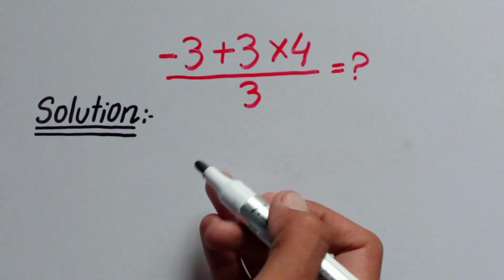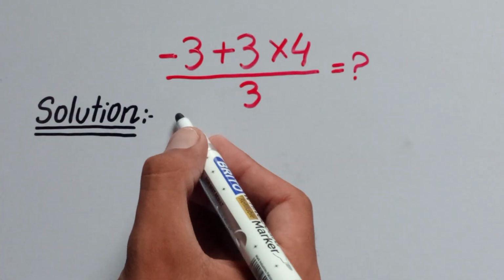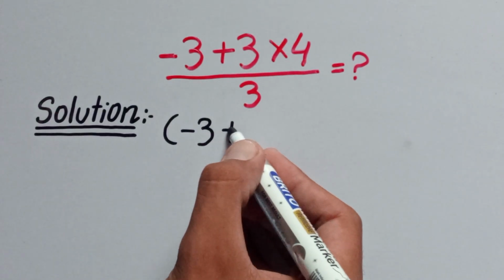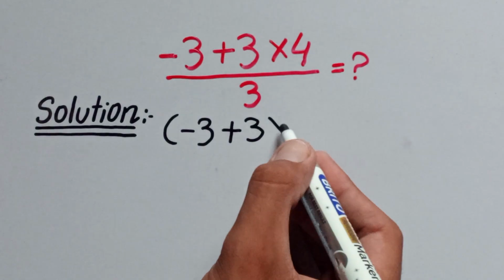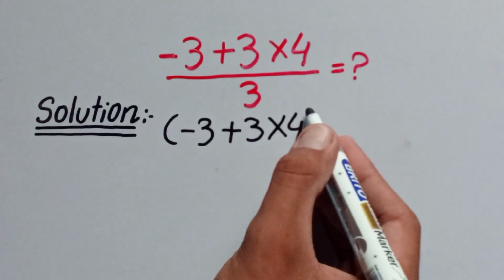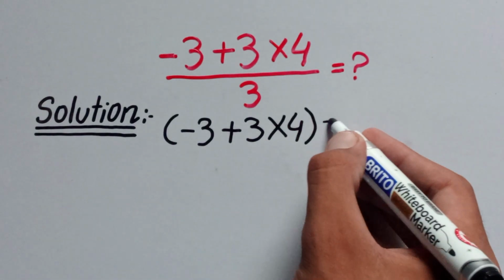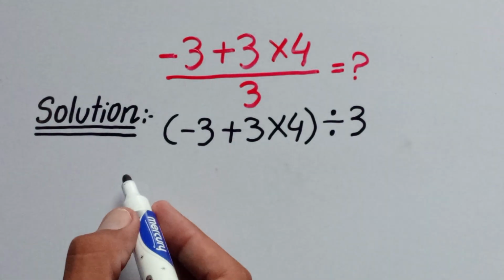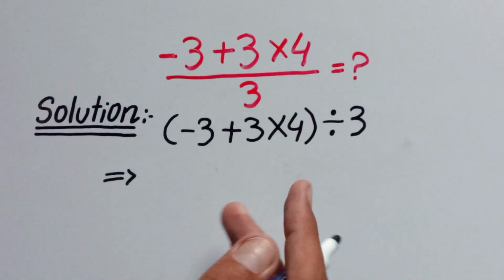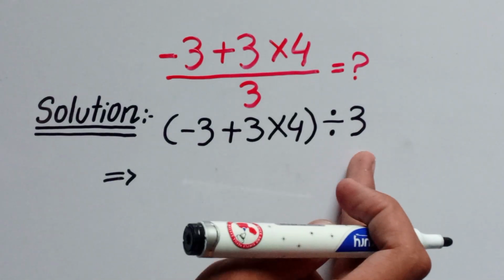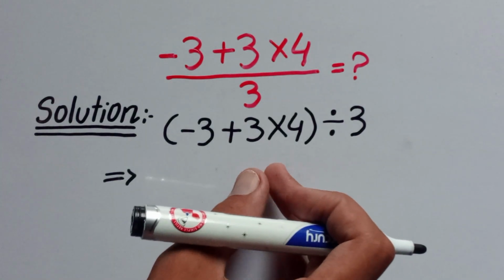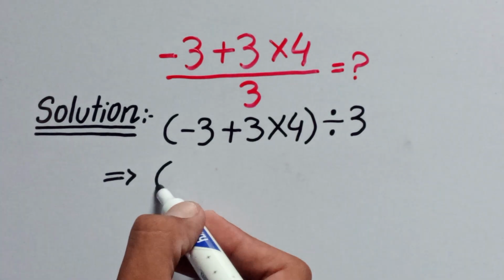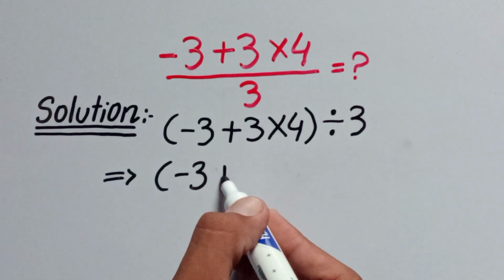So firstly, guys, I can write this expression here as parentheses, minus 3 plus 3 times 4, close parentheses, divided by 3. Okay, now in the next step, parentheses have higher priority than other operations, and within the parentheses, multiplication has higher priority than addition and subtraction. So firstly I can solve the multiplication.